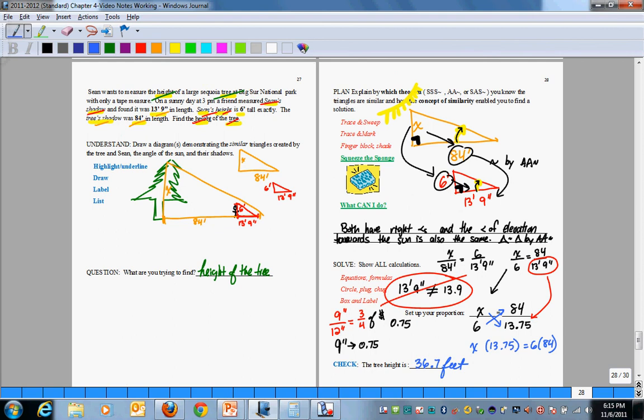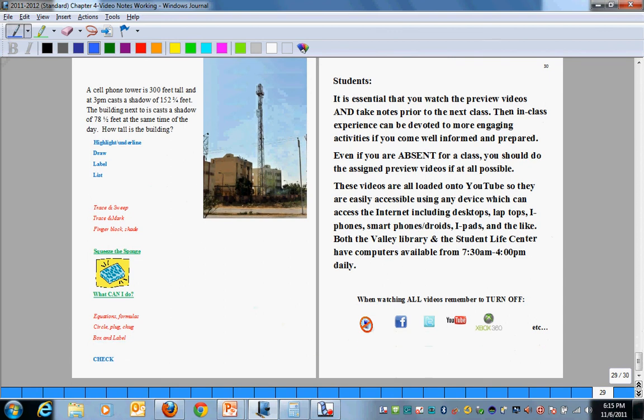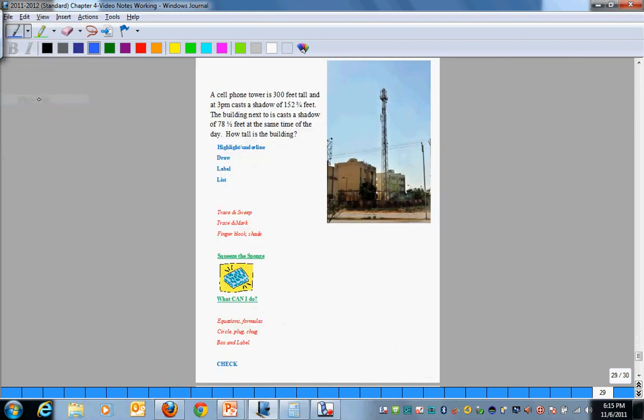Let's try another proportion problem. We're going to follow, once again, highlight, underline, draw, label, list. It says a cell phone tower is 300 feet tall and casts a shadow of 152 3/4 feet. The building next to it casts a shadow of 78.5 feet at the same time. How tall is the building?